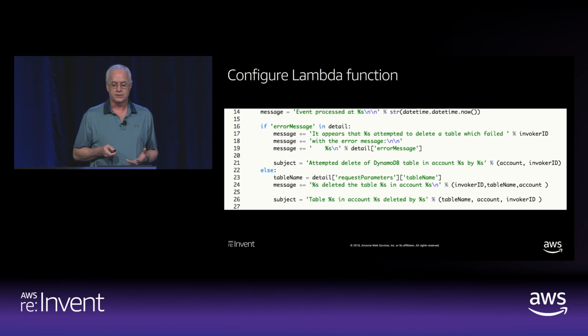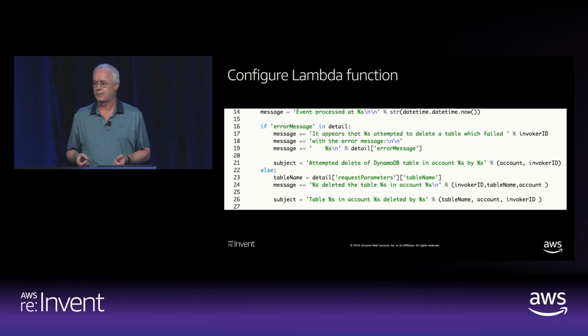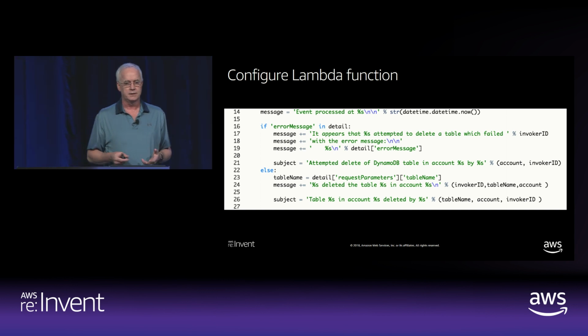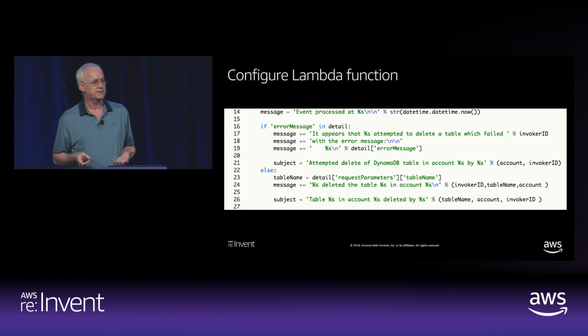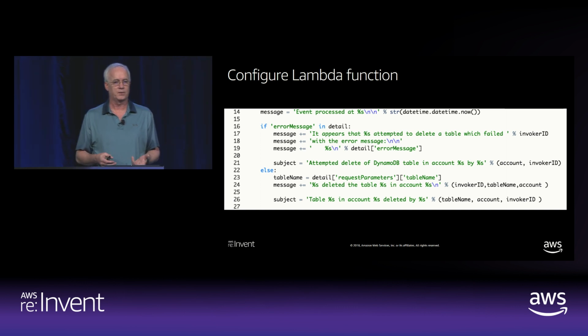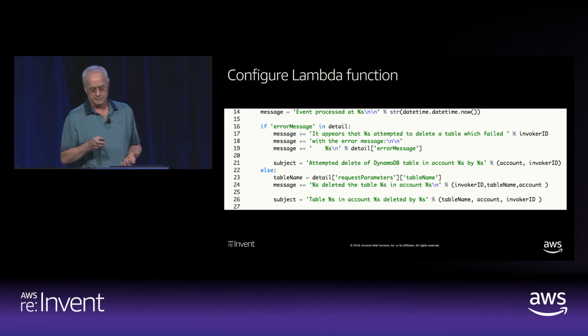I then build a message, and I look to see whether there's an error message element in there. The error message typically means it failed. If that's not present, it was a successful call. And I generate a different email message structure, depending on whether it was a successful call or a failure.